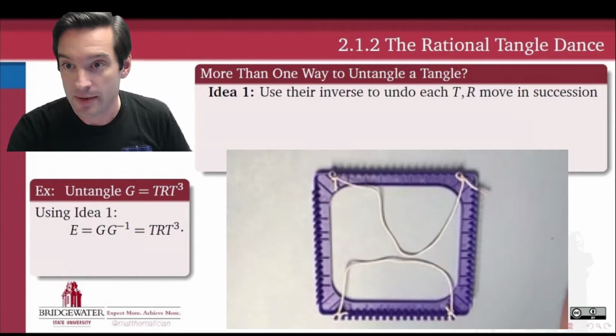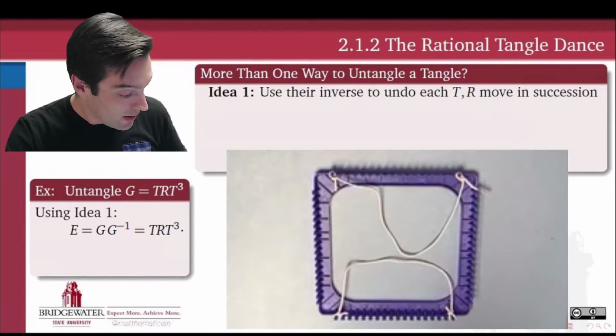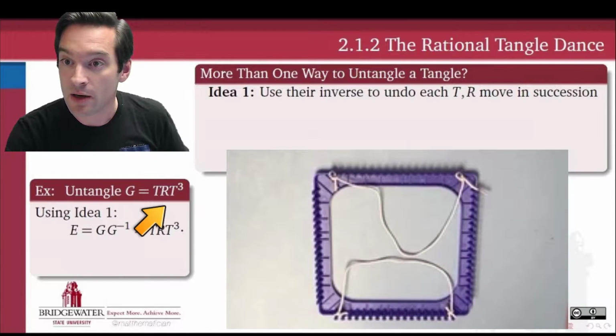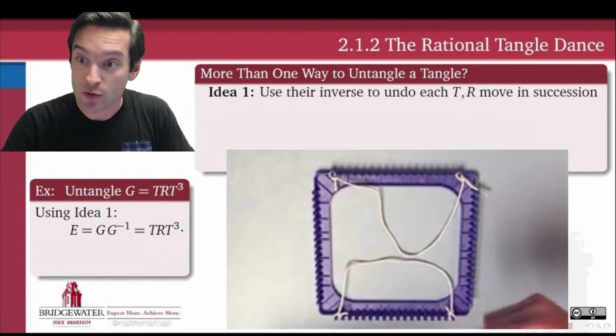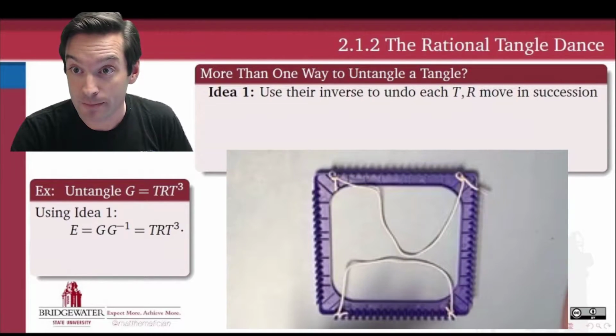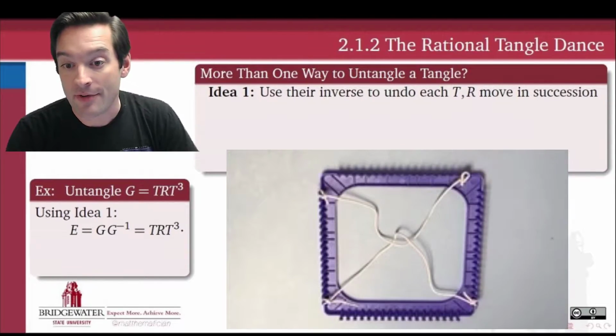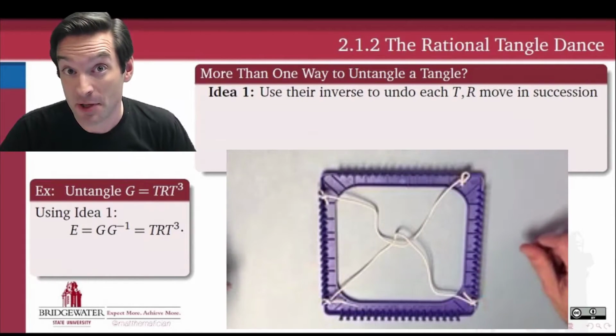So what does that look like? Let's suppose I start with a tangle that has the word, the recipe, t, r, t to the third power. So I'm going to twist this, then I'm going to rotate it, then I'm going to twist it 3 more times, and that'll be my tangle. And after I've made that tangle, this is what it ends up looking like.